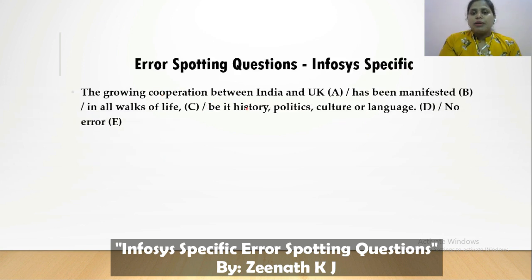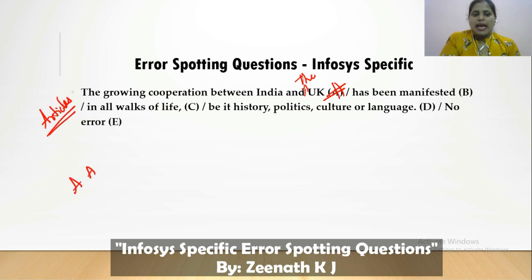The growing operation between India and UK has been manifested in all walks of life, be it history, politics, culture, or language. You know what? They've actually come up with something so minor in the sentence that it must not be even visible to most of us. Right? Look at this. The mistake lies in part A of the sentence, and the mistake is nothing else, my dear friends, but the UK. It's not just UK, it is the UK. Friends, this question is actually based on the usage of articles.